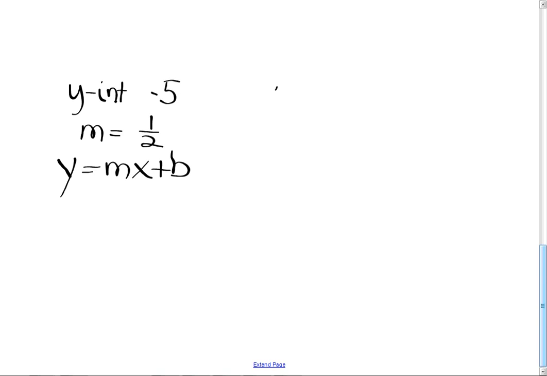What would that be? Jake, what would that be? Y equals, that's it. I wouldn't go to point slope form in that situation. Now, there's only one other kind of problem you have to worry about.